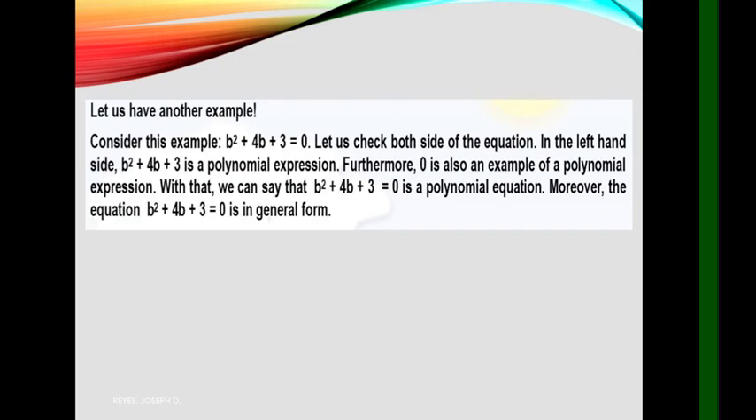Let us have another example. Consider this example. b squared plus 4b plus 3 equals 0. Let us check both sides of the equation. In the left-hand side, we have b squared plus 4b plus 3, which is a polynomial expression. Furthermore, 0 is an example of a polynomial expression. With that, we can say that b squared plus 4b plus 3 equals 0 is a polynomial equation. Moreover, the equation b squared plus 4b plus 3 equals 0 is in general form. So we call this one a general form.